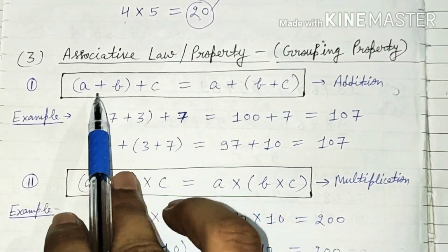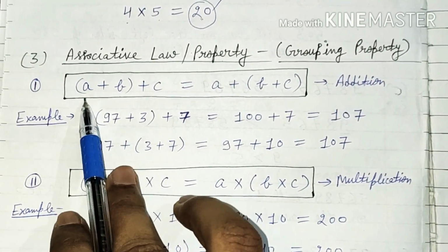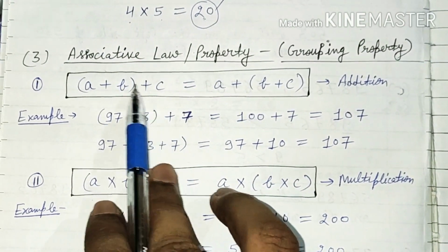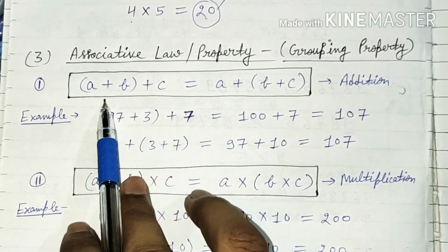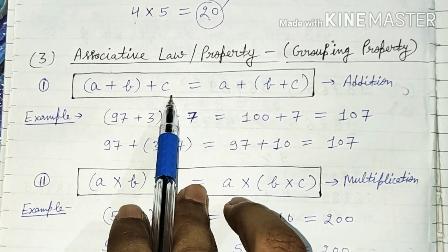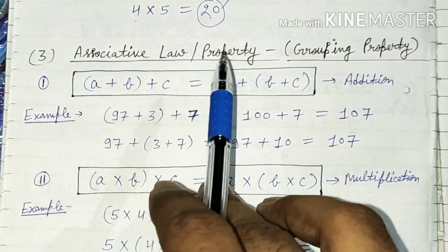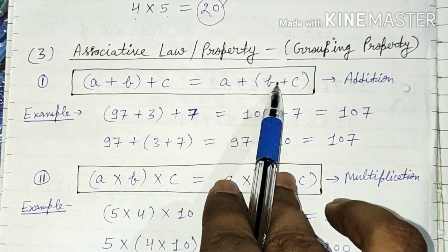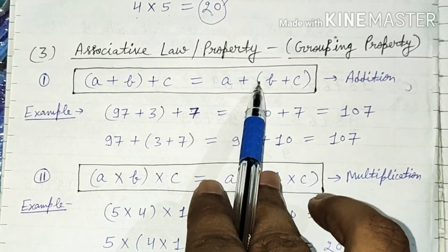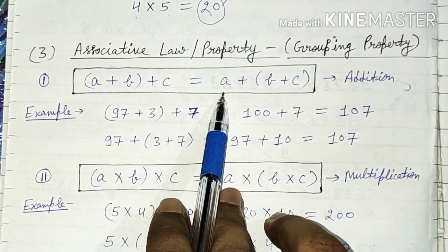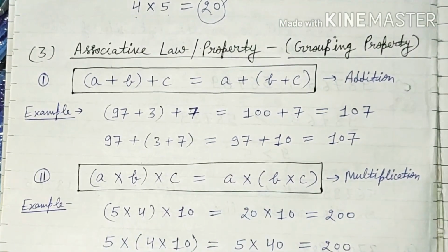Expression for the addition is A plus B. We are taking A plus B as a single group and we are adding C with that group. Means we are grouping A plus B together and C is outside. Will be equal to A plus B plus C. We are taking here B plus C in one group and A is left alone.